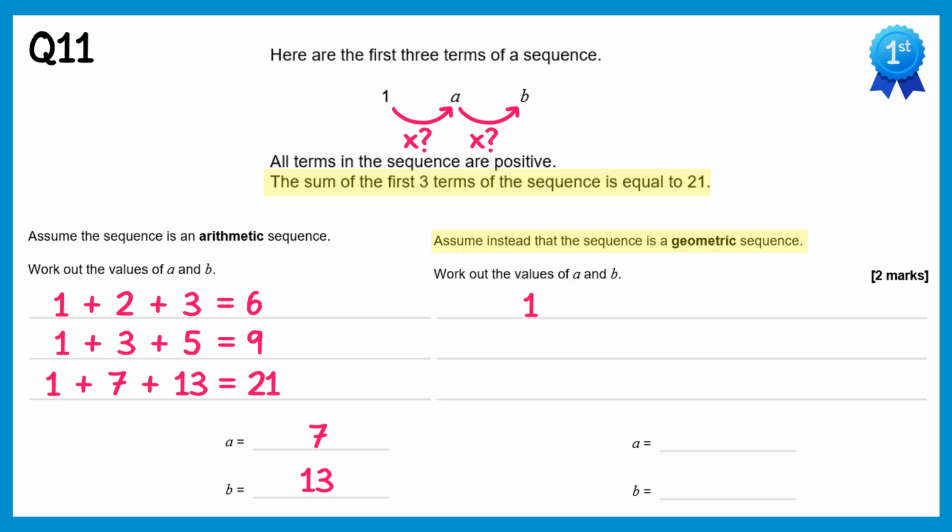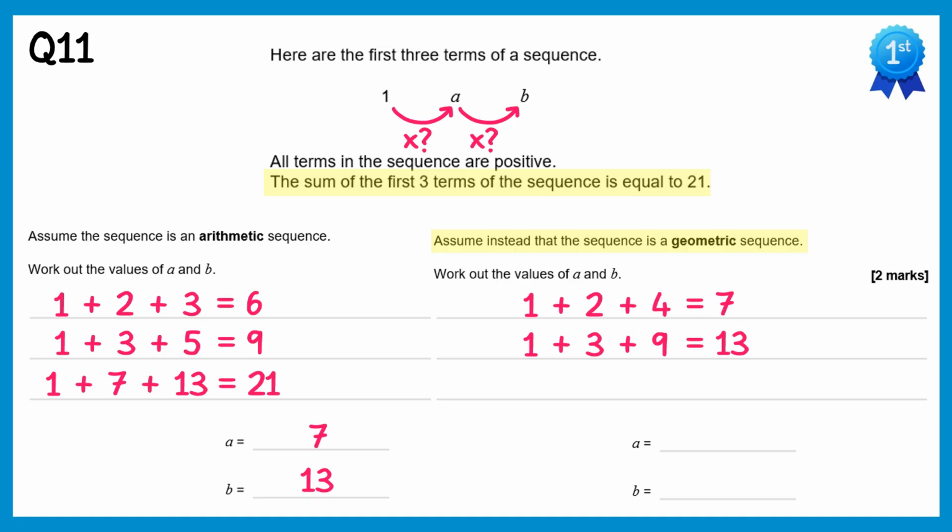We'd go 1, times that by 2, which is 2, times that by 2, which is 4, so we've got 1 plus 2 plus 4, which gives you 7. So that's clearly not the answer. So what if it was times 3? We'd start with 1, times 3 is 3, times that by 3 is 9, and if you add those together you get 13. So we're still not quite there.